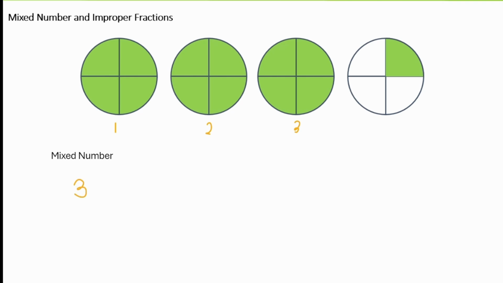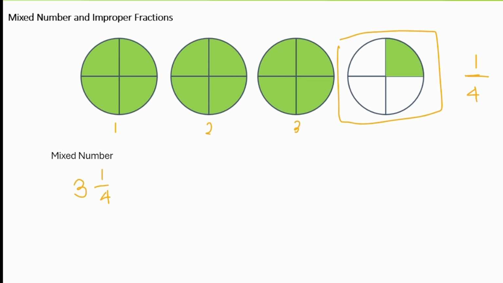We then look at the shape that has not been shaded fully. And in this shape, we can see it has been divided into 4 parts. So we therefore put 4 as our denominator. Out of the 4 parts, one of them has been shaded. So we put 1 as our numerator. So in order to write all of these as a mixed number, we are going to put 3 and 1 over 4. Our mixed number for these shapes is therefore 3 and 1 over 4, or 3 and 1/4.